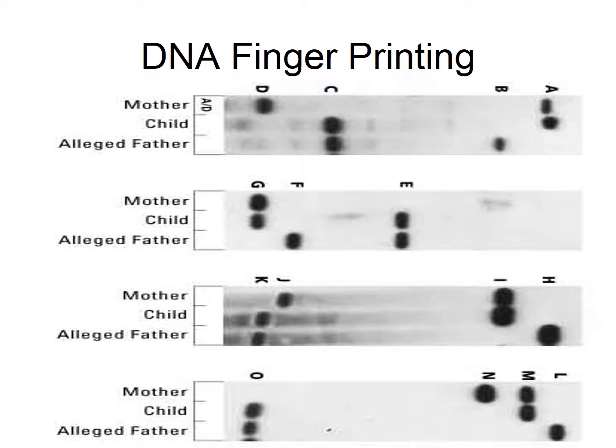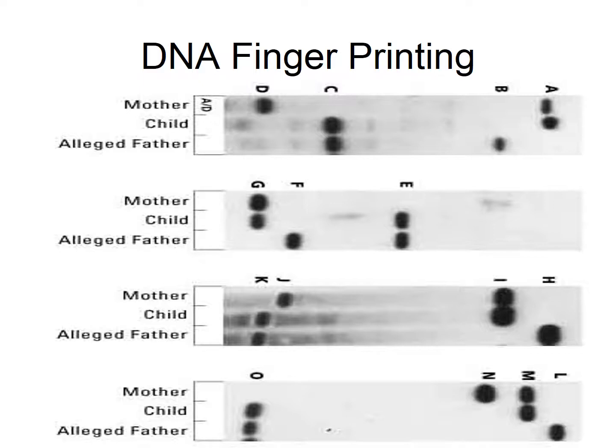You take samples of all three individuals and allow them to be separated after cutting with the same restriction endonuclease. You take probes of a certain known DNA sequence and allow the probe to bind on the three samples, the same probes. You wash the sample off and then you allow it to be radiographed. Now this is an actual radiographed image of a mother, child and the alleged father.